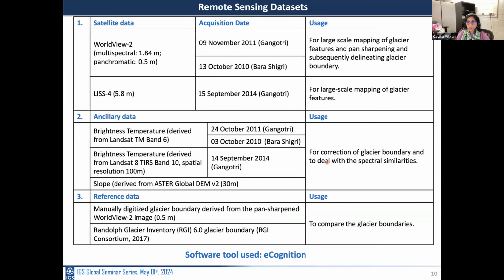So I've also chosen this Gangotri Glacier because in India it has a spiritual importance.